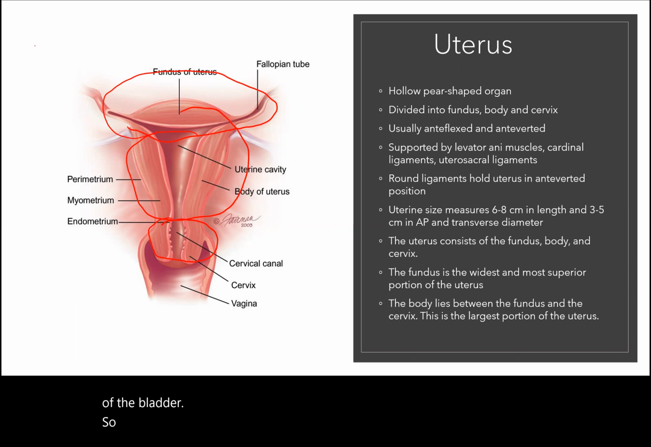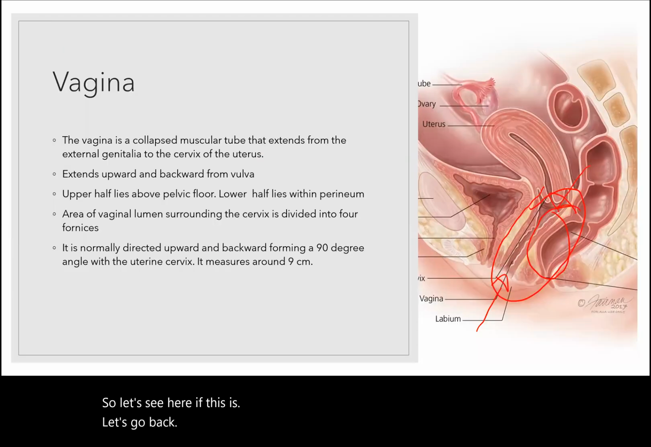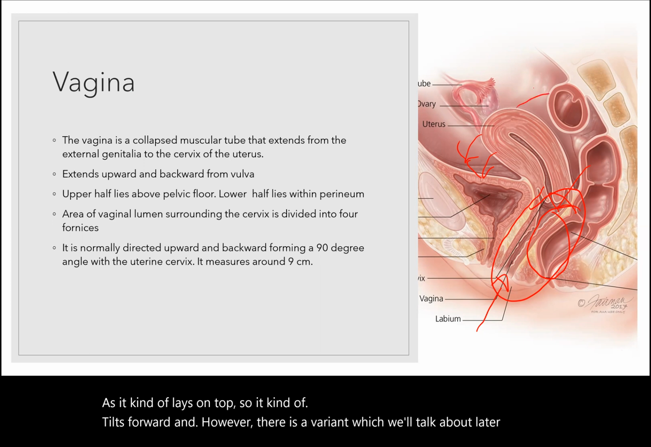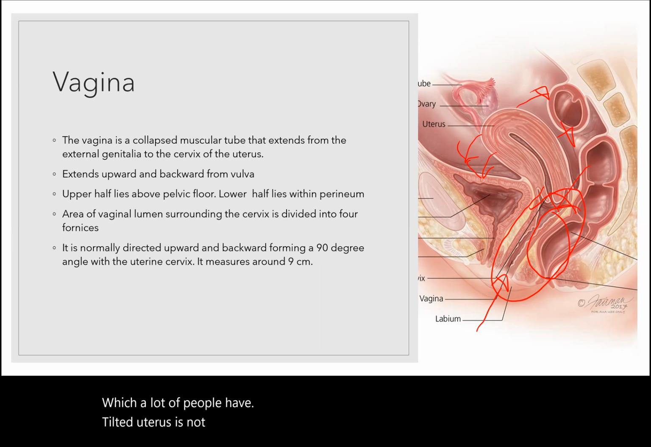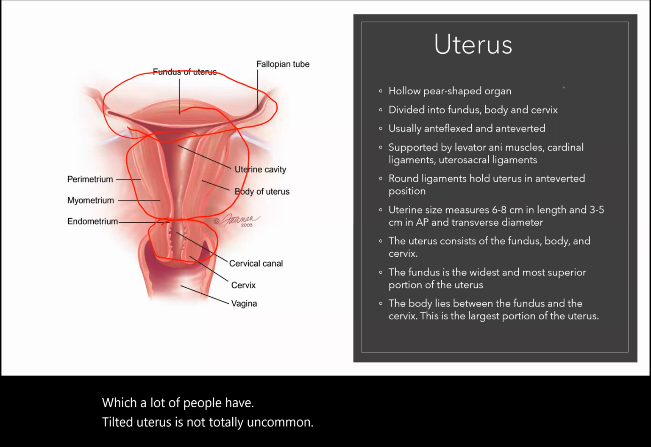So let's see here, let's go back. On this one, what I mean by anteverted is it kind of lays on top, so it kind of tilts forward. However, there is a variant, which we'll talk about later, where it leans towards the rectum, and that's called a retroverted uterus or a tilted uterus, which a lot of people have. It's not totally uncommon. Most of the time they are anteverted though.